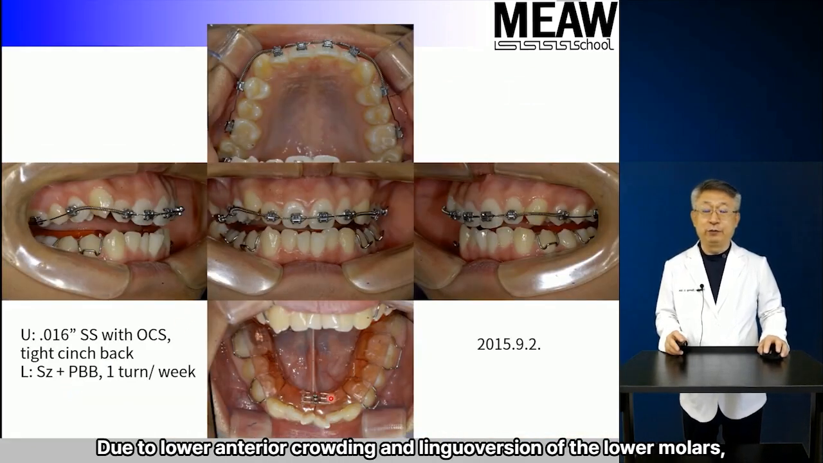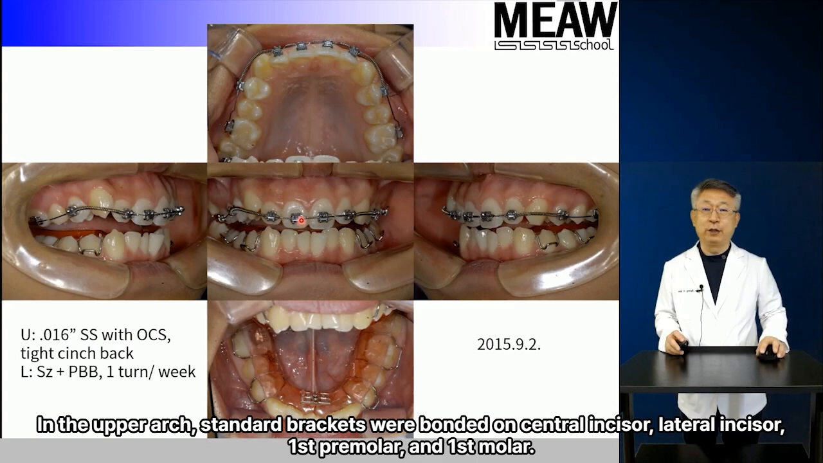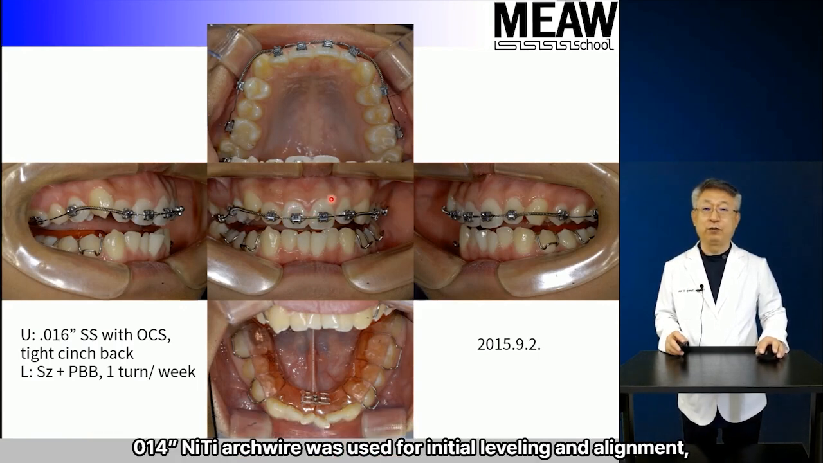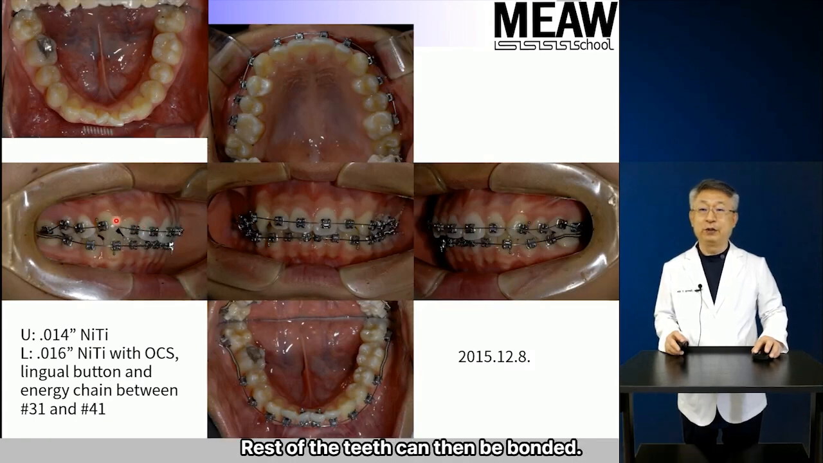Due to lower anterior crowding and linguoversion of the lower molars, Schwartz PBB appliance was used, and the screw was turned once a week. In the upper arch, standard brackets were bonded on central incisor, lateral incisor, first premolar, and first molar. Zöllwartier knee-tie arch wire was used for initial leveling and alignment. And Euro 16 SS arch wire with OCS and tight cinch back was used in the next month. Rest of the teeth can then be bonded.